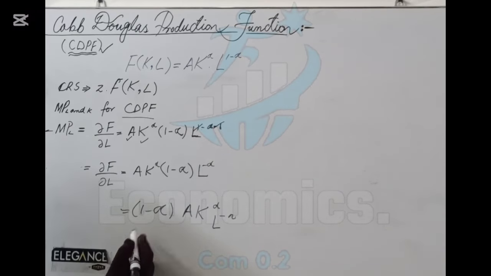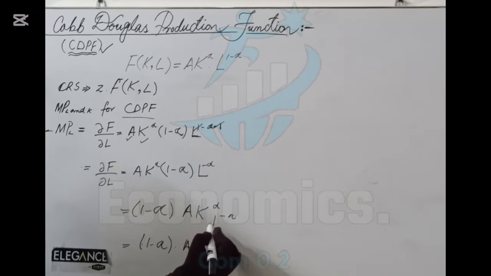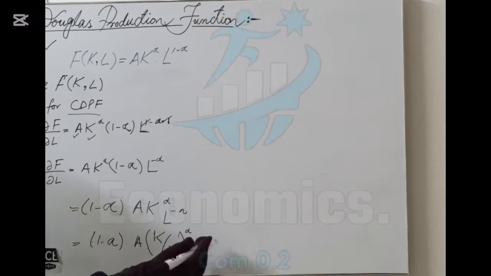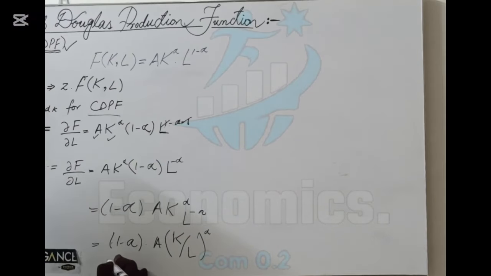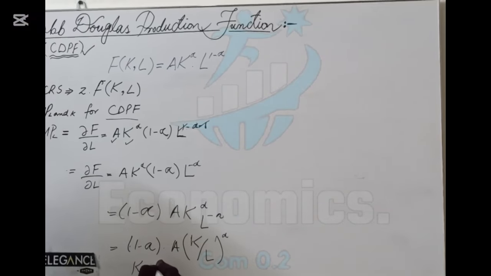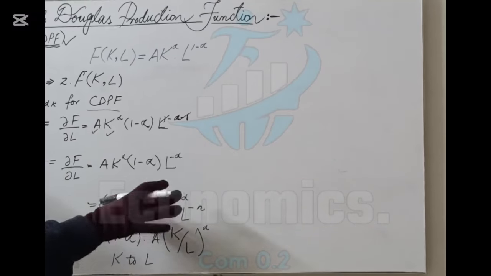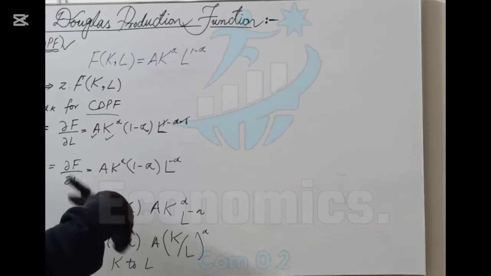So the marginal productivity of labor is 1 minus alpha times A times K over L raised to the power alpha. This is the ratio of capital to labor, which is kind of interesting. We'll come back to that in the second point.